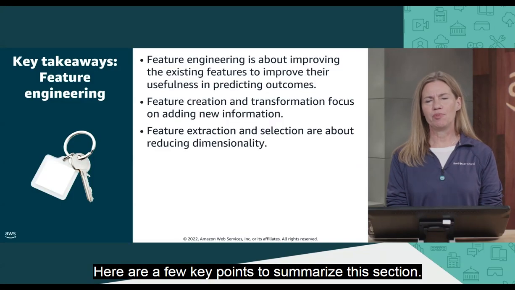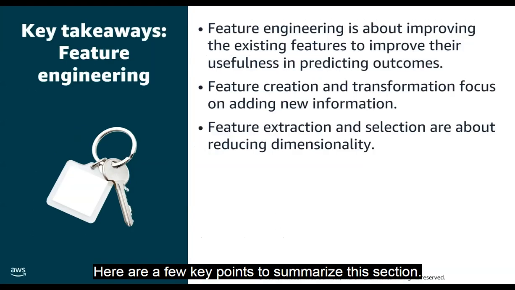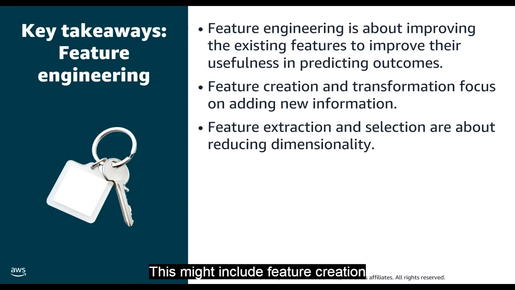Here are a few key points to summarize this section. The feature engineering step is about using the existing features and improving their value for the model. This might include feature creation and transformation to add new values or features. It might also include feature extraction and selection, which are techniques to reduce the dimensionality of the dataset, to make the dataset easier for the model to process.